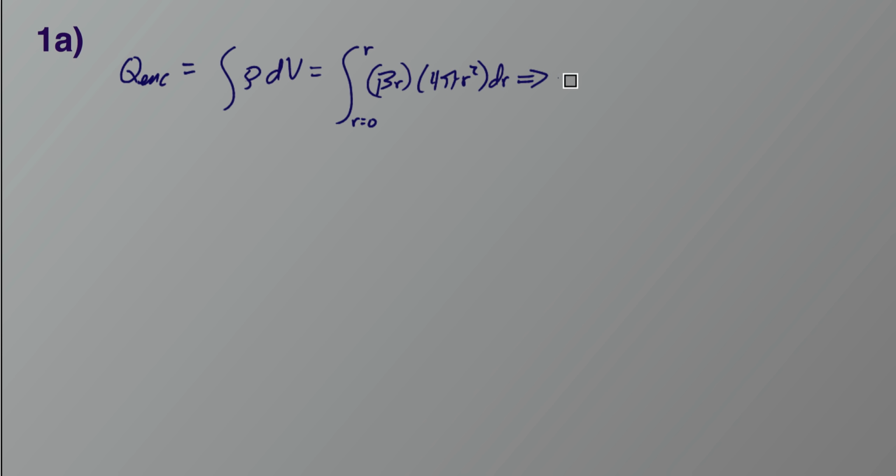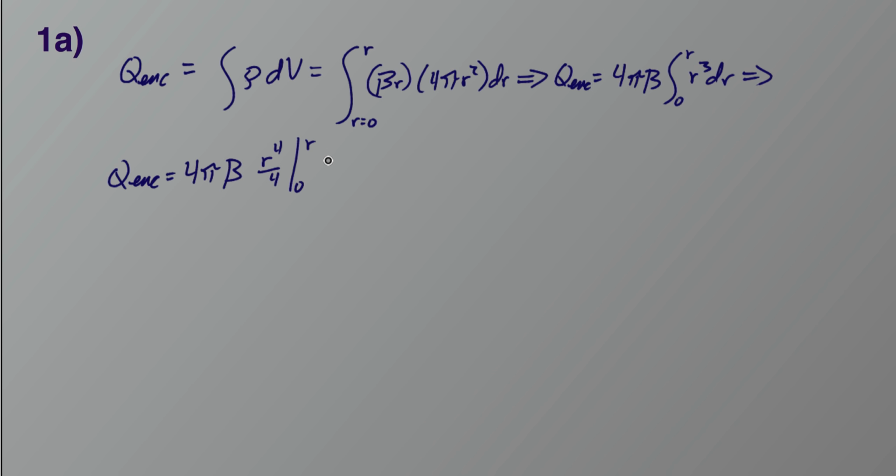That implies that Q enclosed equals 4 pi times beta, integral from r equals 0 to final value r. Looks like we've got an r cubed dr. All right, which implies then that Q enclosed equals 4 pi times beta, and the integral of r cubed is r to the 4th over 4, evaluated from 0 to r. That just works out to be pi beta r to the 4th.